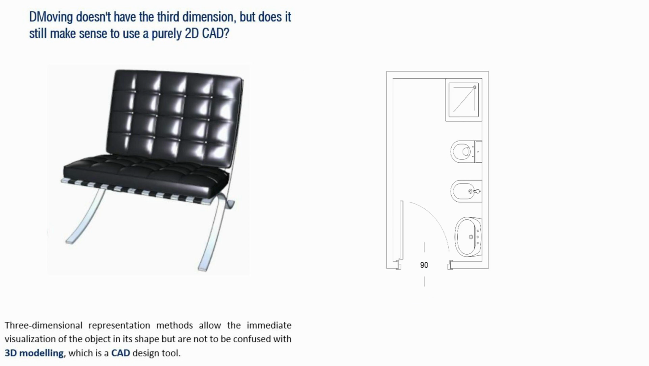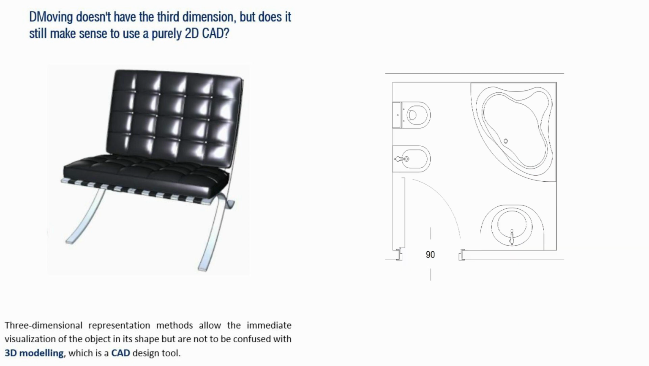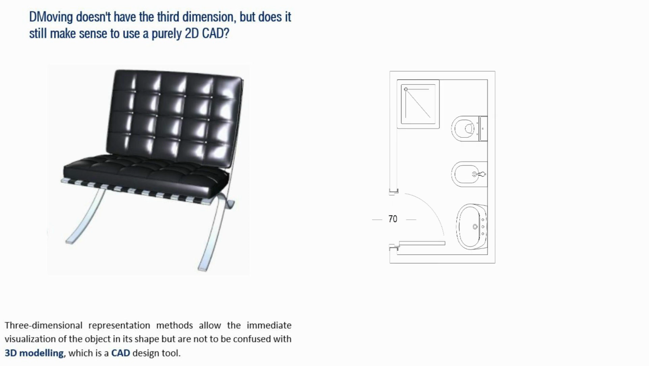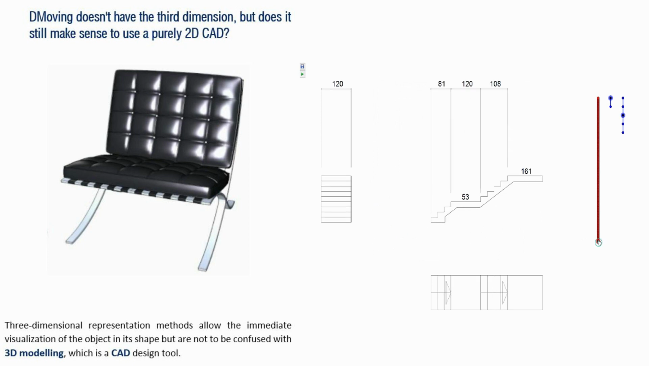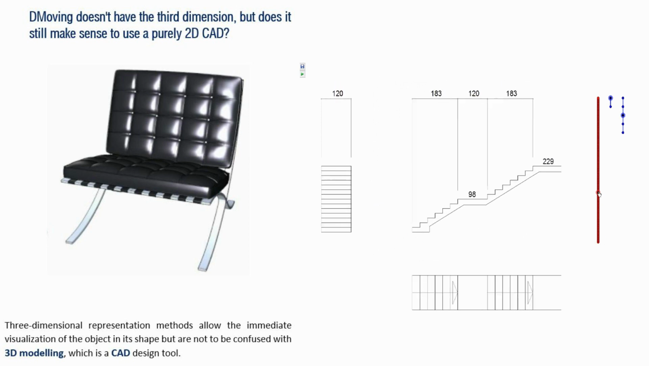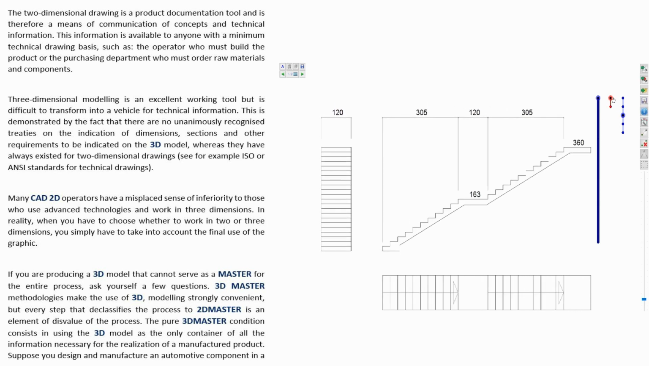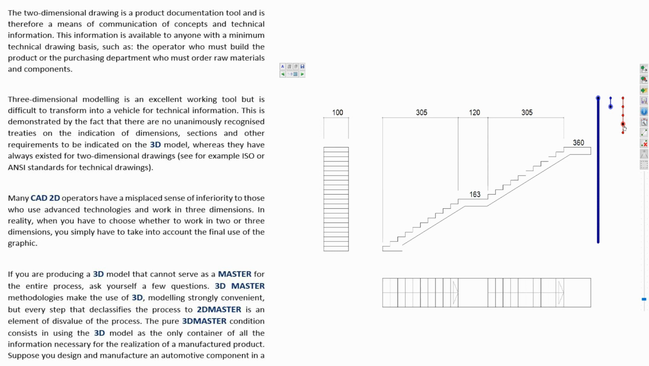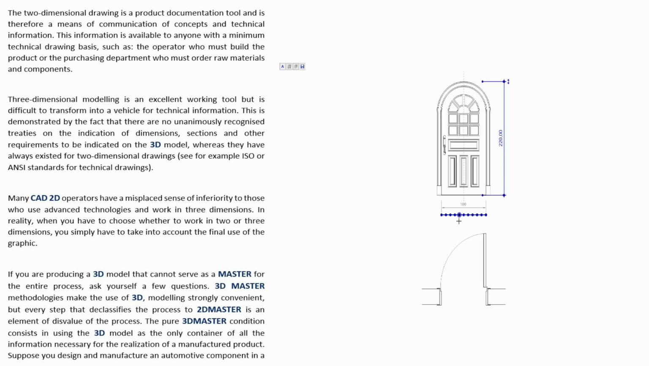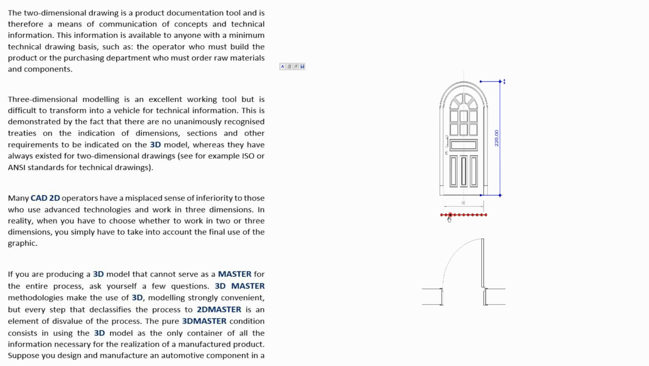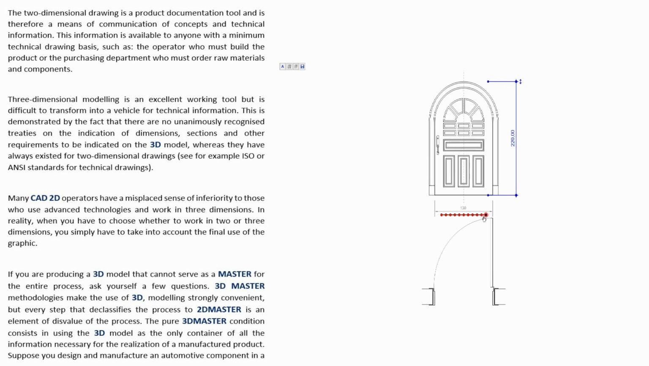DMoving doesn't have the third dimension, but does it still make sense to use a purely 2D CAD? Three-dimensional representation methods allow the immediate visualization of the object in its shape but are not to be confused with 3D modeling, which is a CAD design tool. The two-dimensional drawing is a product documentation tool and is therefore a means of communication of concepts and technical information. This information is available to anyone with a minimum technical drawing basis, such as the operator who must build the product or the purchasing department who must order raw materials and components.